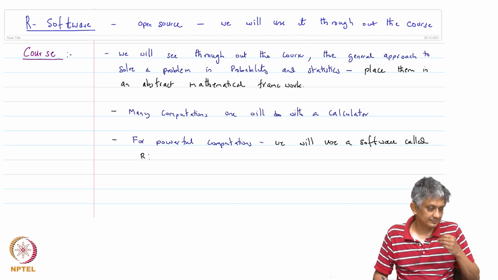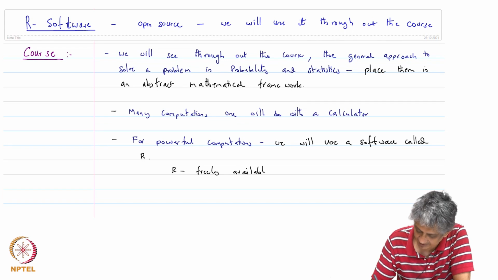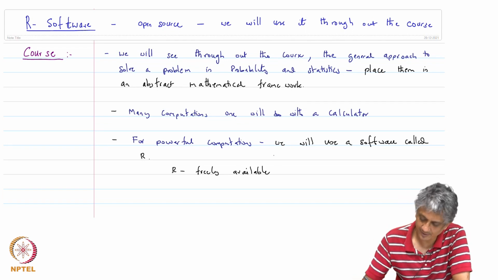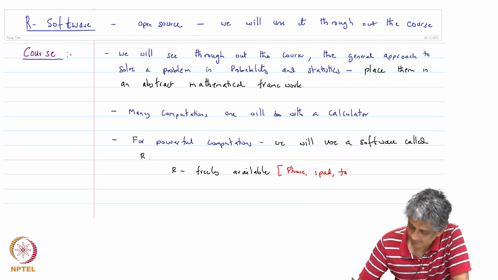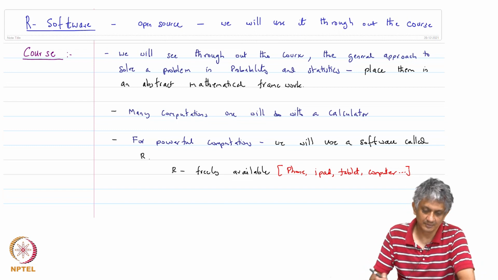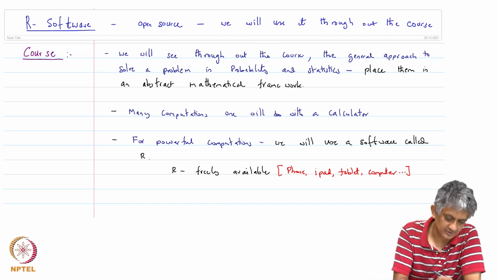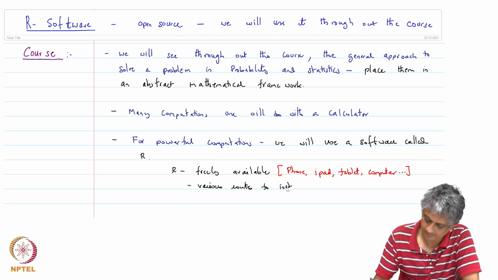R is free. So here are some properties of R. R is freely available. No money is required to use R, unless, of course, you need a device. It's available on all devices. For example, you can do it on the phone, on an iPad, on a tablet, on a computer, etc. So it's available on all devices, and there are various routes to installation.